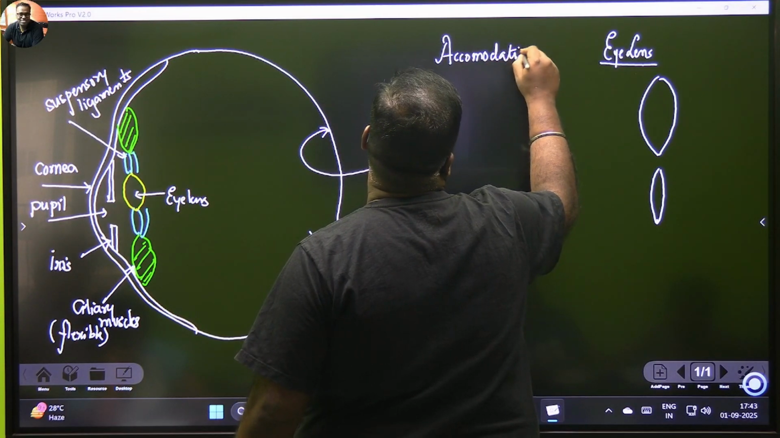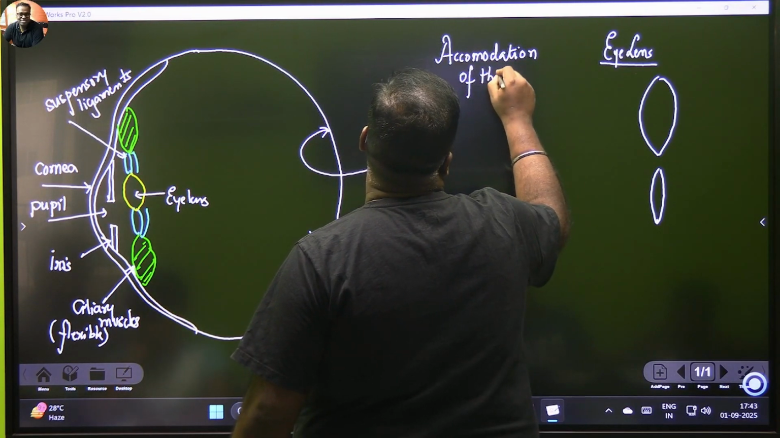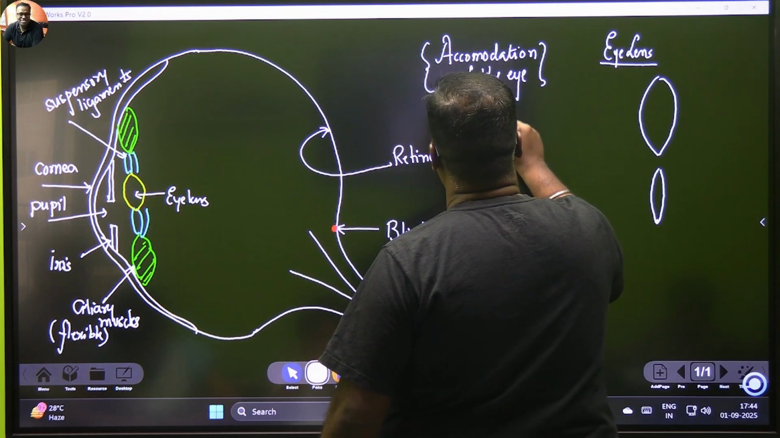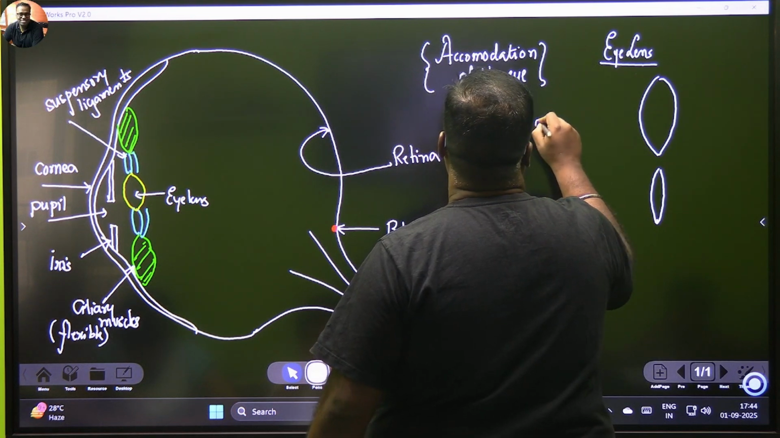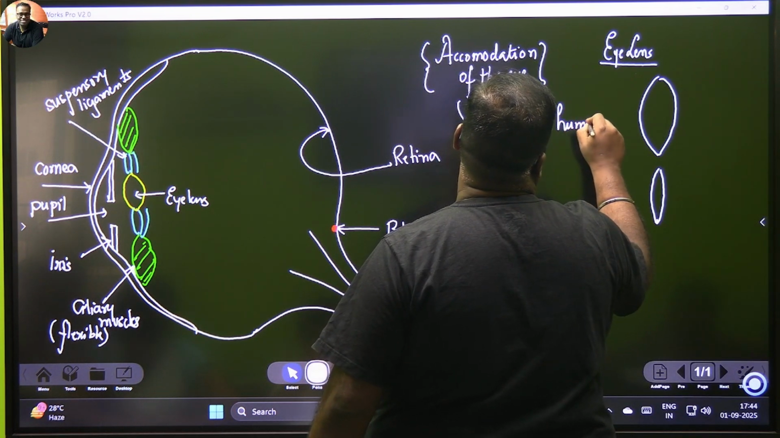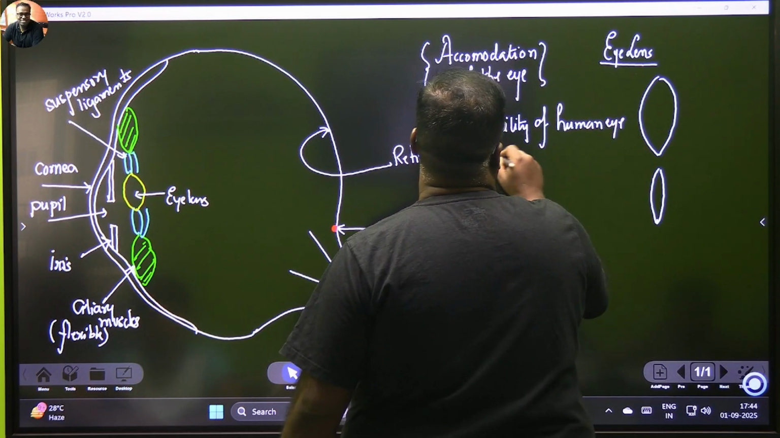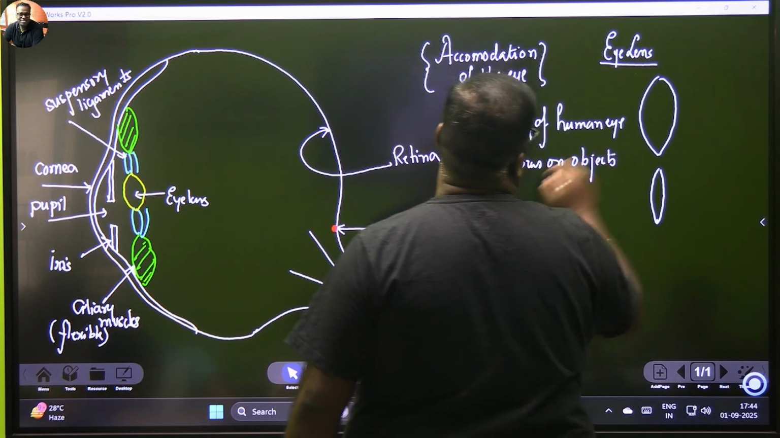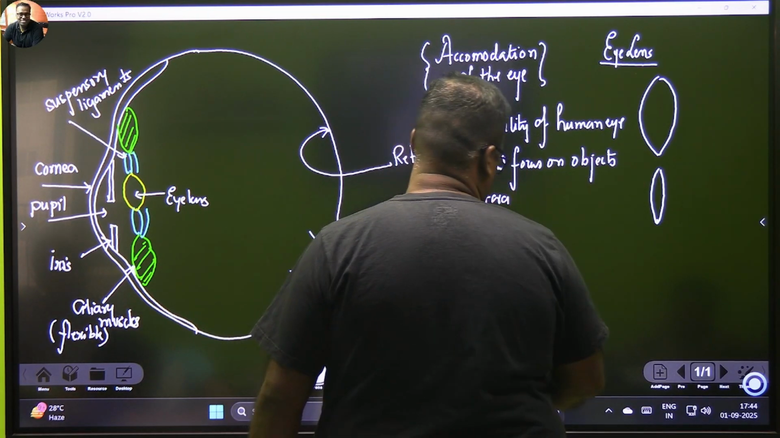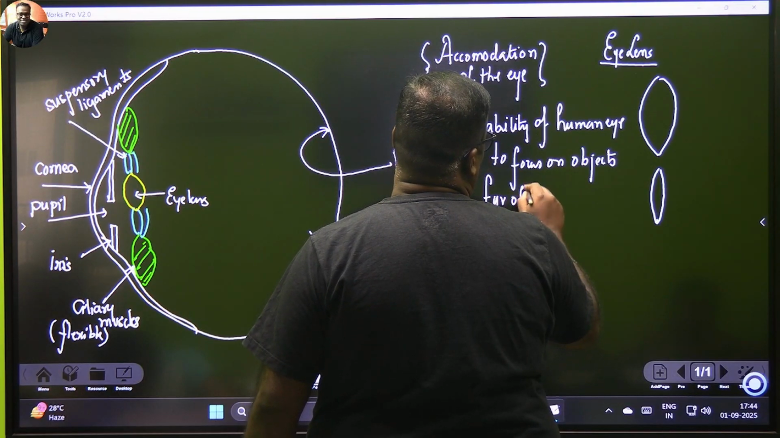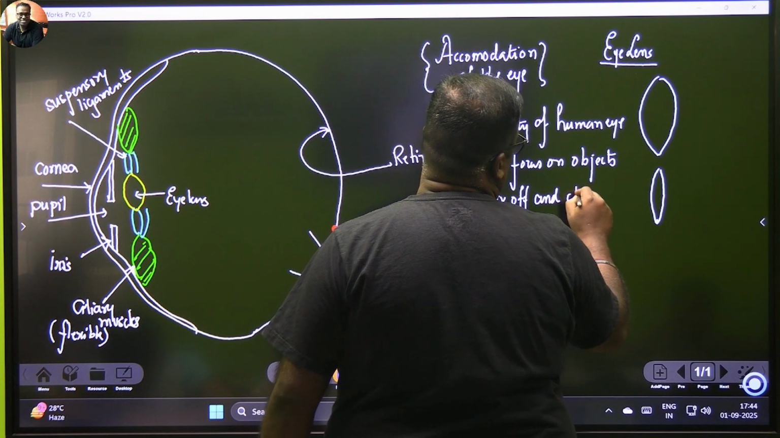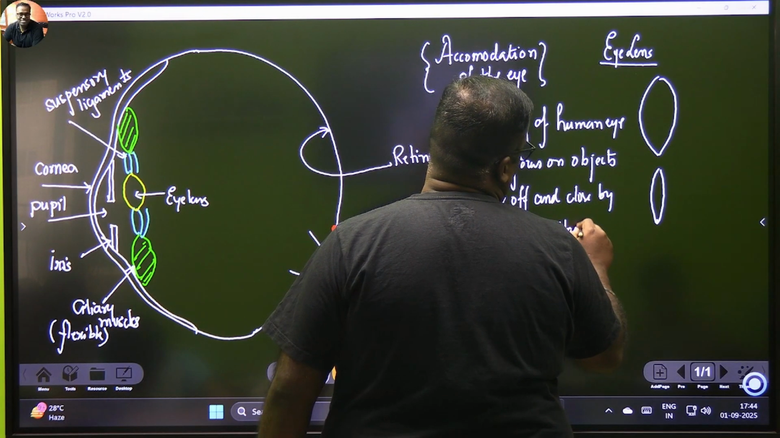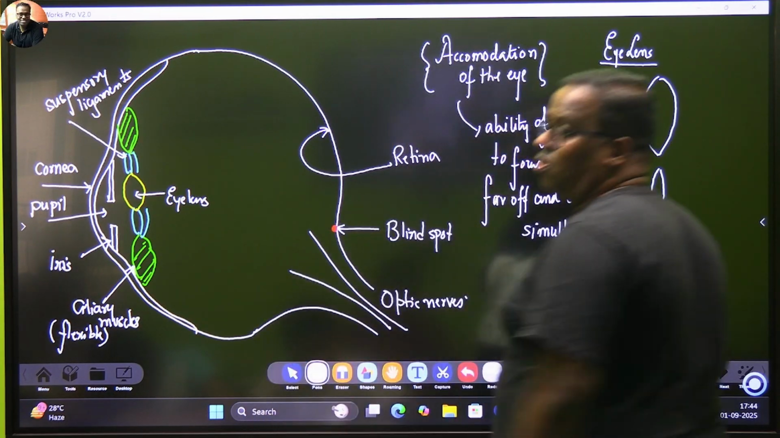Again, in 10th also you'll study accommodation of the eye. So what do we mean by accommodation of the eye? Let's define this. This is an ability. The ability of the human eye to focus on objects far off and close by simultaneously. This is called accommodation.